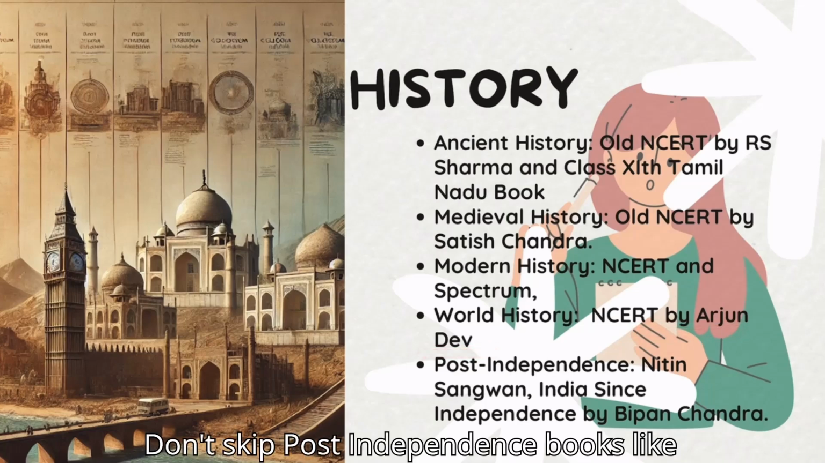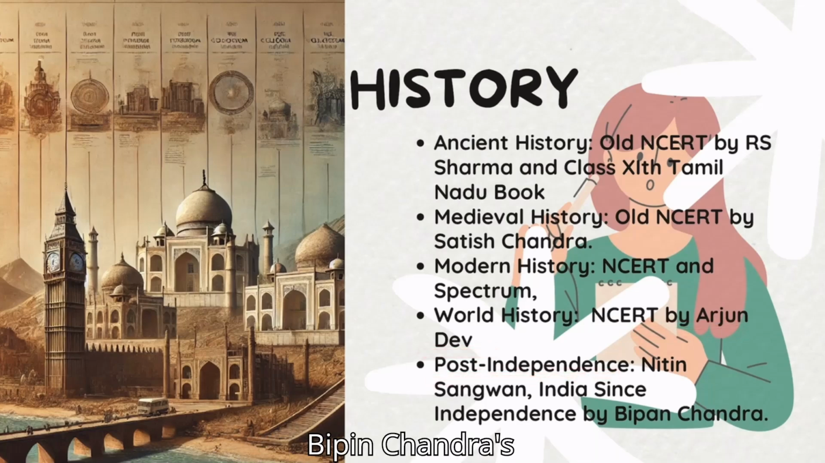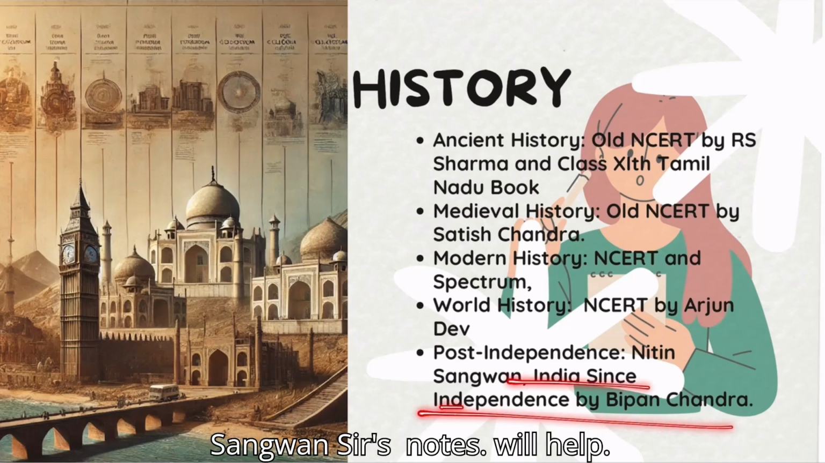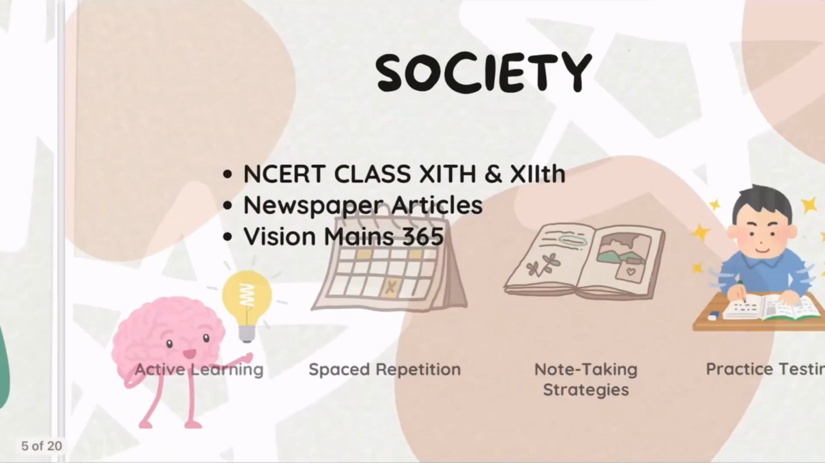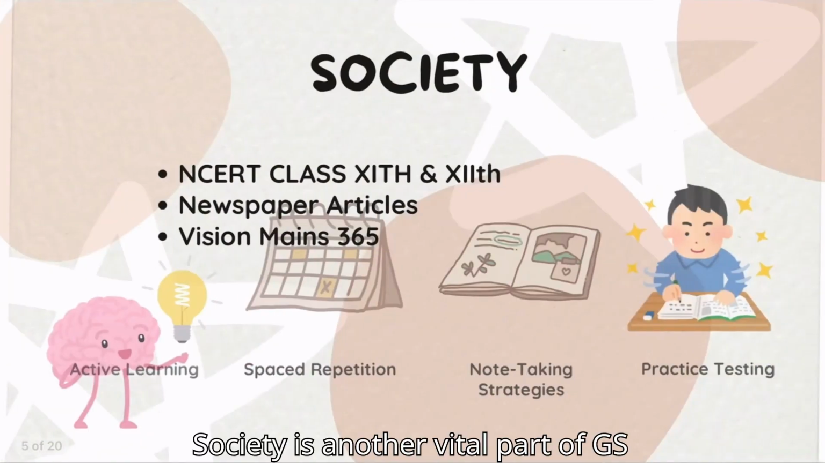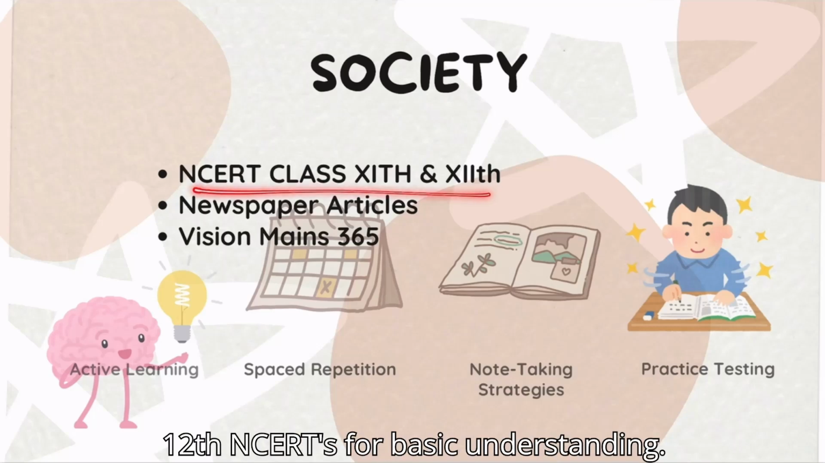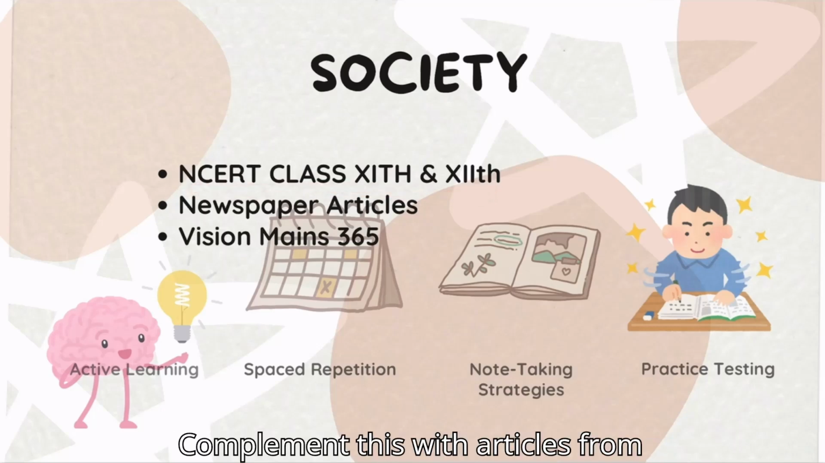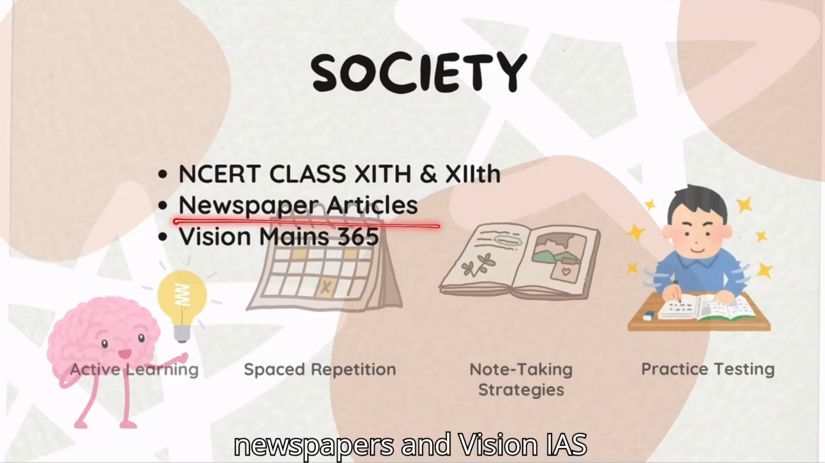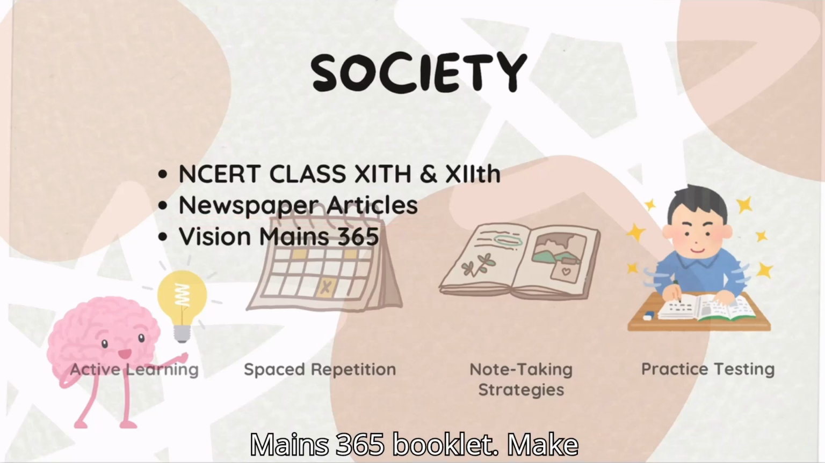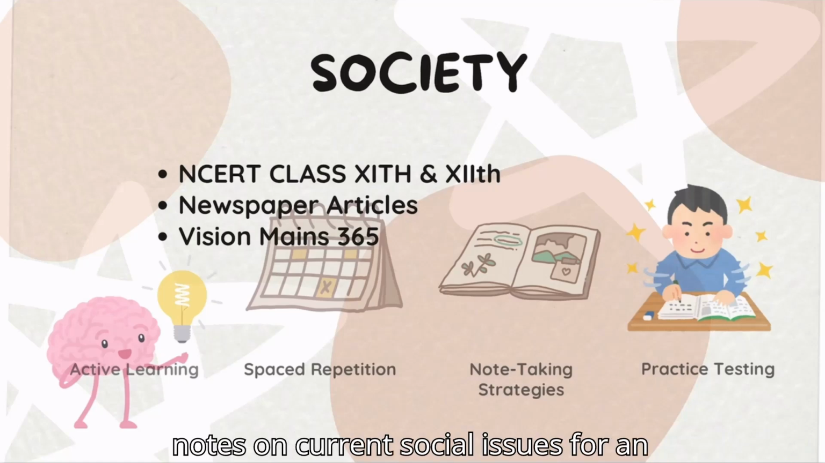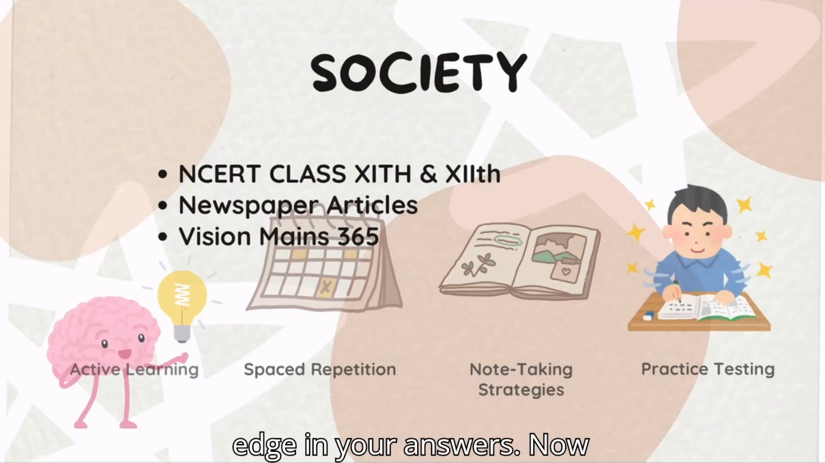Don't skip post-independence. Books like Bipin Chandra India Since Independence and Nitin Sangwan's notes will help. Society is another vital part of GS Paper 1. Rely on class 11th and 12th NCERTs for basic understanding. Complement this with articles from newspapers and Vision IAS 365 booklet. Make notes on current social issues for an edge in your answers.